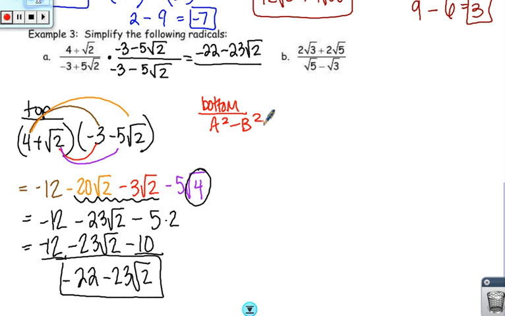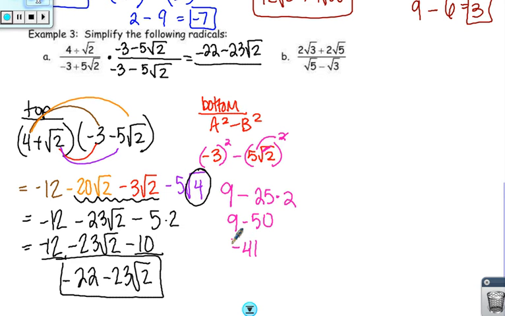What are the two pieces we have on the bottom? We have a -3 and we have a 5 square roots of 2. So if I square that piece, I square that piece, and I subtract. -3 squared is 9, minus 5 square roots of 2 squared. Well, 5 squared is 25. The square root of 2 squared, remember that square root and the square cancel, so I'd have 25 times 2. So 9 minus 50 is -41.